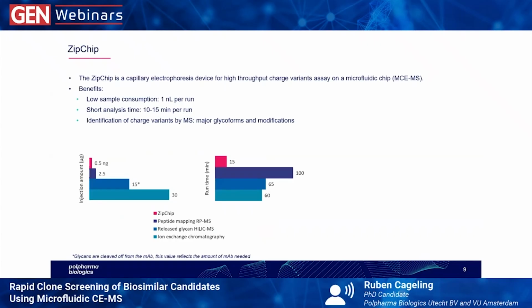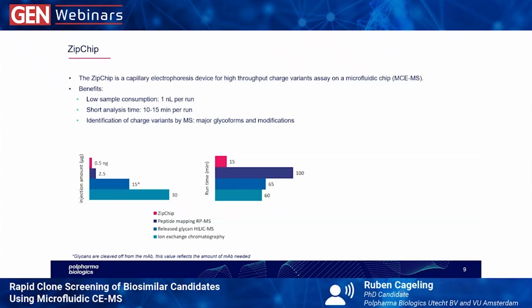The benefits for us are that it uses almost no sample, only 1 nanoliter per run. If you look at the left bar chart, this amounts to only 0.5 nanogram per run, which is way lower than all the other techniques we use, which are more in the micrograms of material. It also has short analysis times, 10 to 15 minutes per run. Again, that's at least 4-fold quicker than other techniques that we typically use.